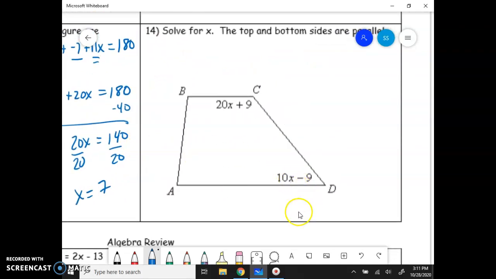So you guys can try this one. It's the same thing. Just do 20x plus 9 plus 10x minus 9 is equal to 180, and go ahead and solve for x.